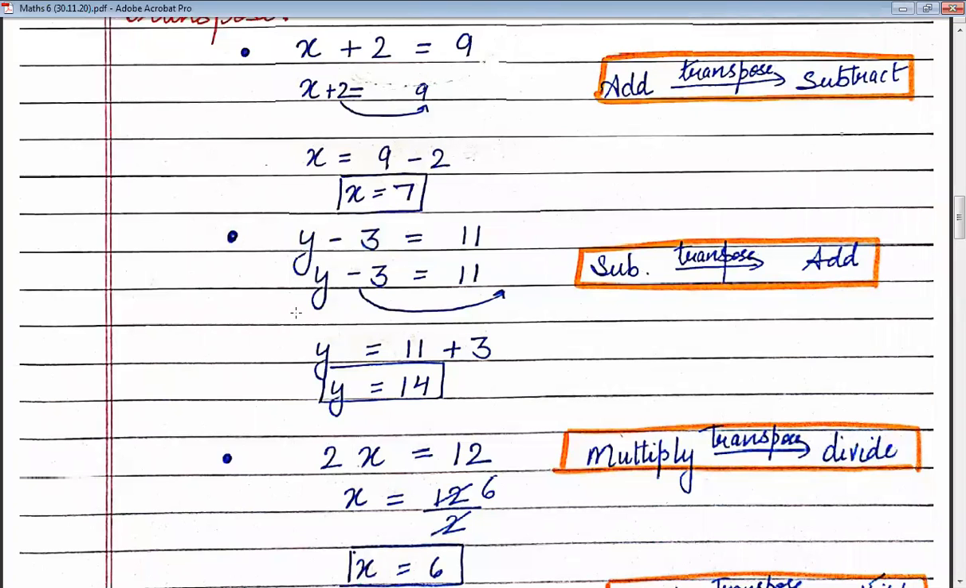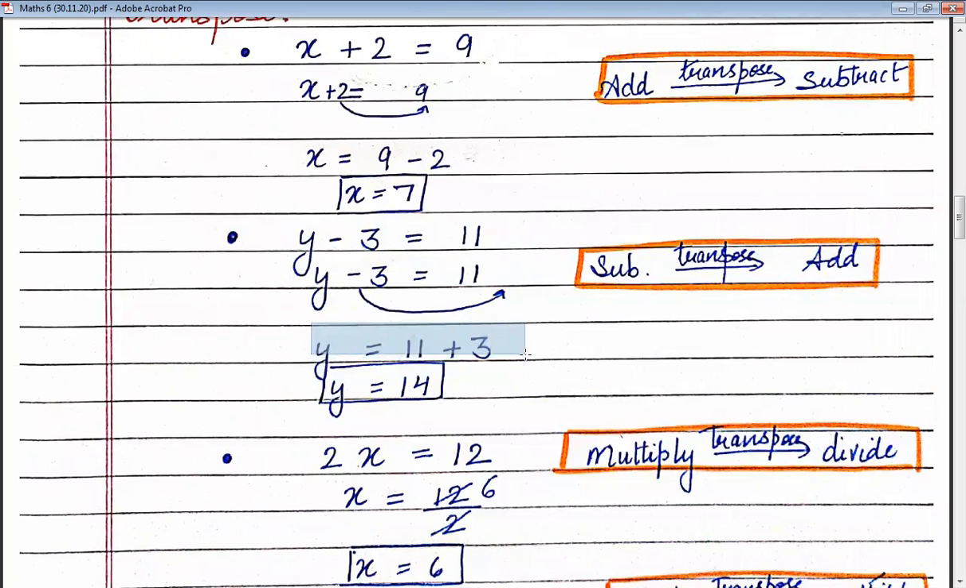So now look at this. When minus 3 goes on right hand side, it will become plus 3. So your statement will become now y is equal to 11 plus 3. So sign changes here. And what is 11 plus 3? That is 14. So what is the value of the variable? 14. In fact, you can say that 14 is the solution of this given equation.